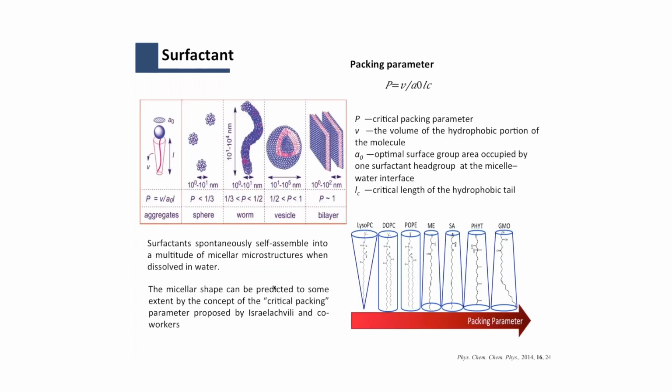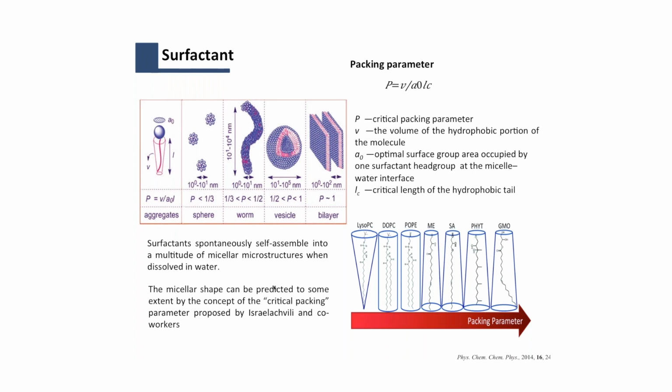systems as well. However, a micelle can be extended beyond spherical to worm-like micelles, to vesicles, bilayers. Essentially, these are what we call liquid crystalline mesophases or even lyotropic phases. That is a result of increasing concentration or the change in the geometry of the surfactant, based on what we call the packing parameter. The critical packing parameter is characterized by the volume of the hydrophobic part, the optimal surface area occupied by the head group, and the critical length of the hydrophobic tail.